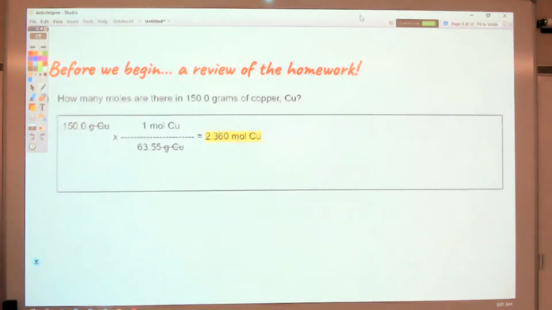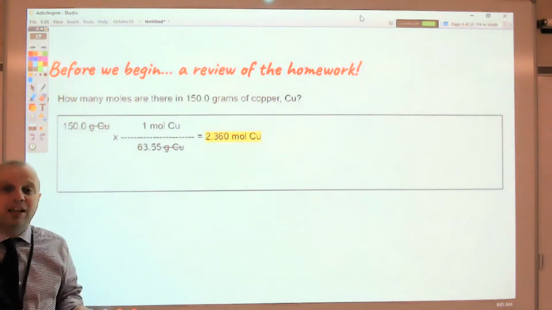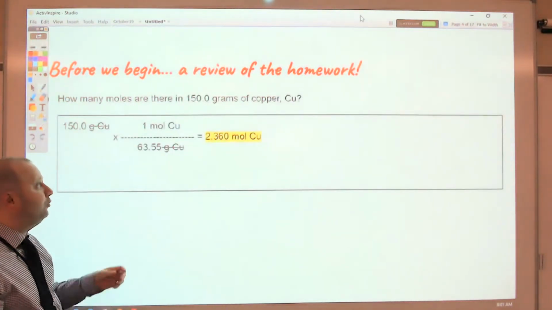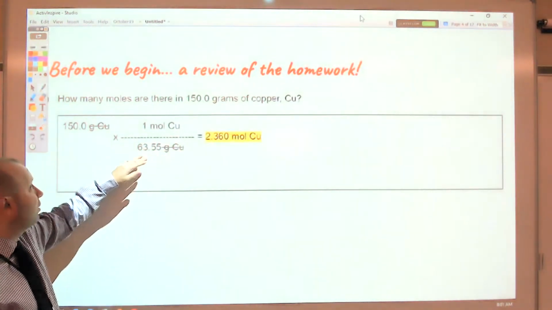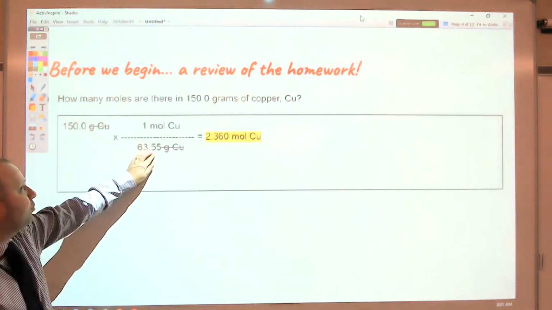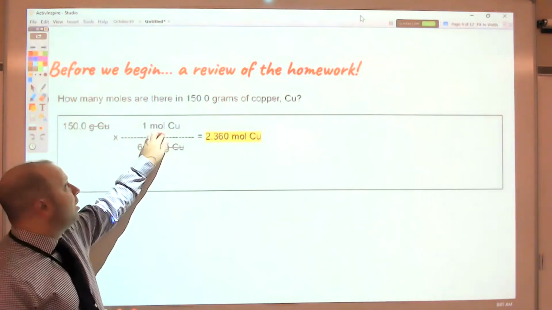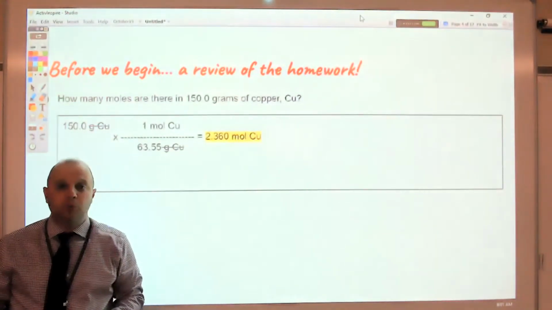And finally, for problem number 5, a second problem where we had just an element, so we didn't have to calculate a molar mass. We could just get the molar mass of copper straight off the periodic table. So 150 grams from the problem divided by 63.55 grams per mole, and we wind up with this answer of 2.360 moles.